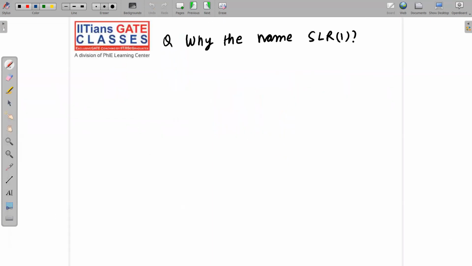So why the name SLR1, or why is it known as SLR? What is the meaning of SLR1 here? S is simple. LR is the same: the string is scanned from left to right. R means RMD is applied in reverse. The 1 means after the handle is scanned, you have to scan one symbol.